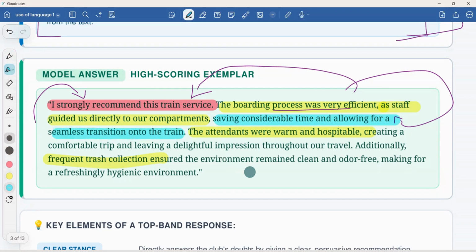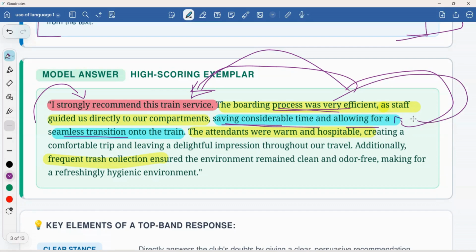Now you will have to think about how you would prove this supporting detail. How would this supporting detail prove that this train service was commendable? So you will think about some things. You will come up with some ideas: what did this process do when the staff came and guided you? It saved your time and it allowed a seamless transition, right? So we have added these developments here. It's just the extension of this point, but with specific examples.